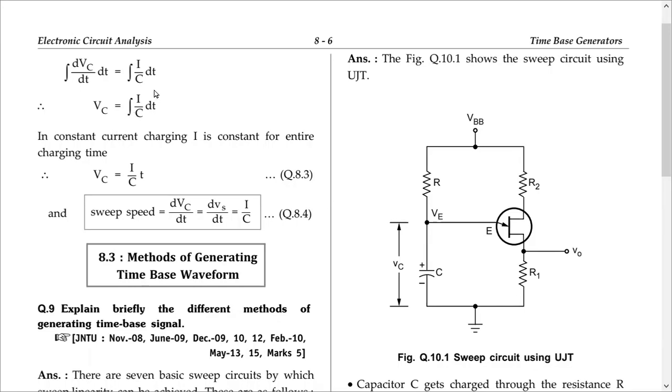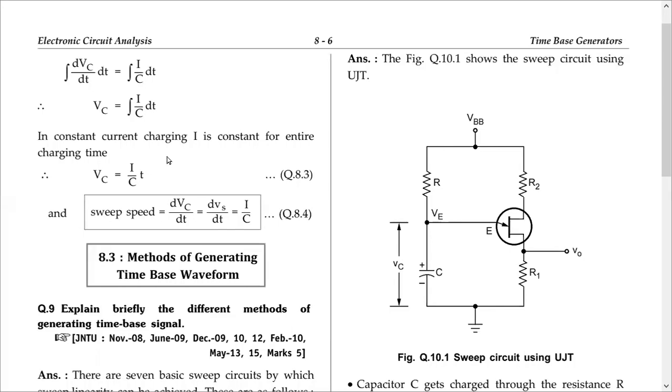The only variable usually is I. So if we fix the current constant, then I by C becomes constant, and you can pull it out of the integration. I by C times the integral of dt is simply t, so Vc is I by C into t. Now this is linear. This is in the form y equals mx, which is a straight line passing through the origin.